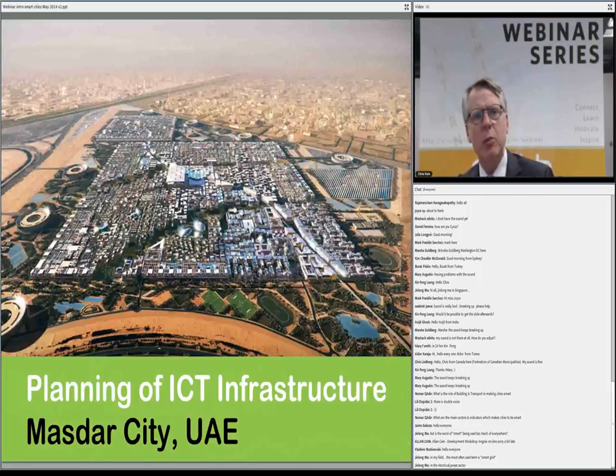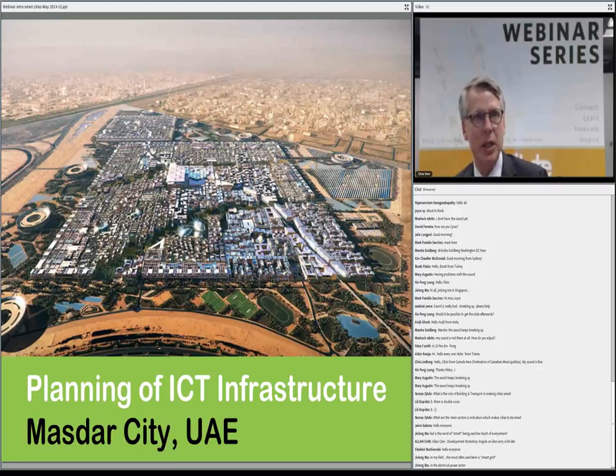I want to give you a couple examples of this top-down approach. This is a city in the United Arab Emirates. It is a planned city. It was, as we say, a greenfield opportunity in that they could actually create from scratch a city and design it as they would like to see it run. And very few of us have this wonderful opportunity.